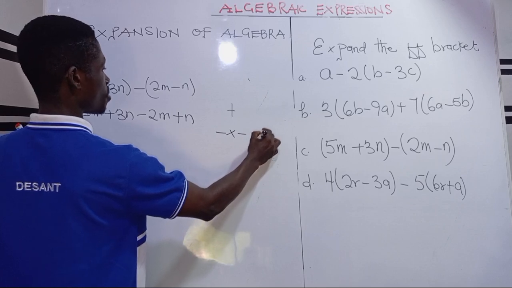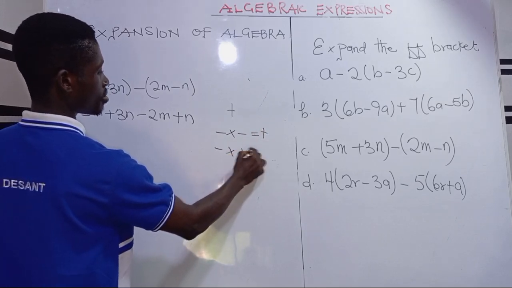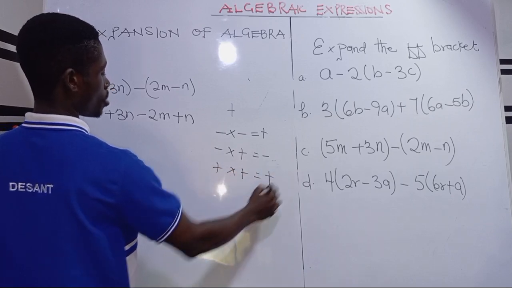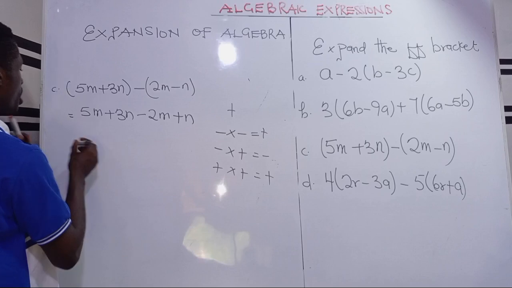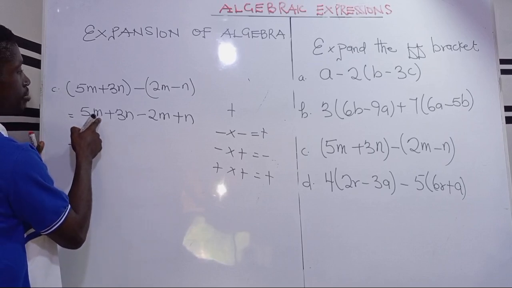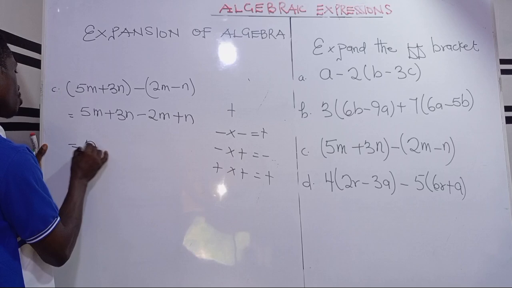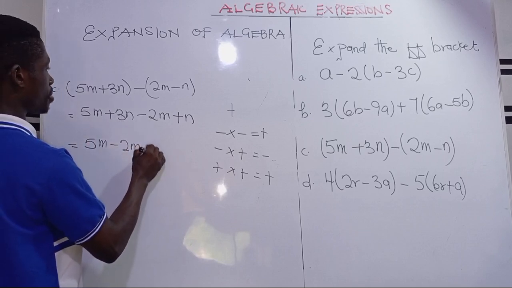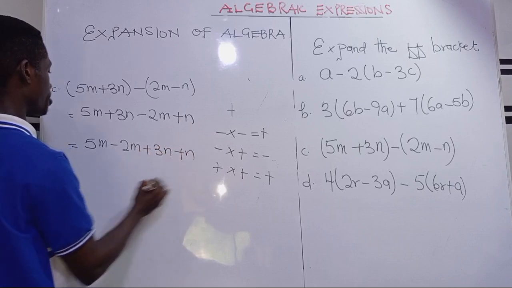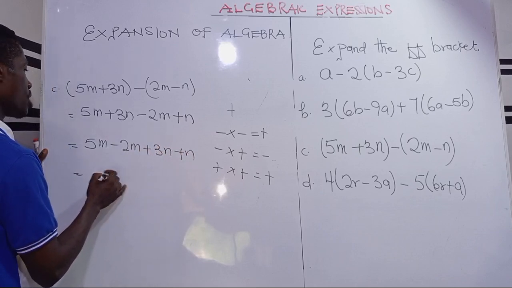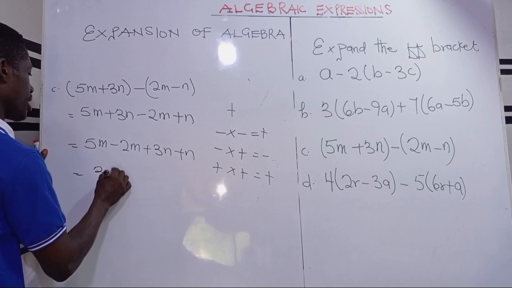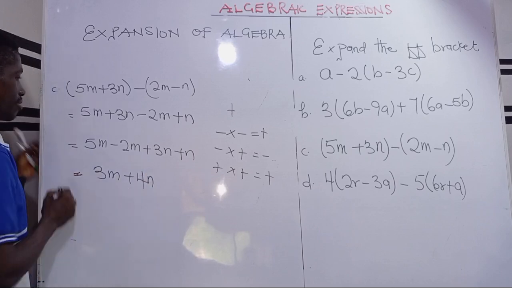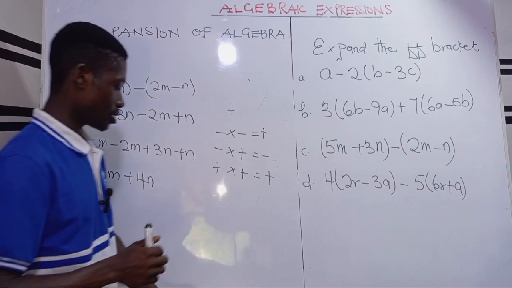Negative times negative will give you positive. Negative times positive will give us negative. Positive times positive will give us what? Positive. Take note of that. So we are going to simplify. We have 5m, 2m. They are like terms, so you can group them together. 5m minus what? 2m. And then we have plus 3n plus n. 5m minus 2m will give us what? 3m. And then this one also gives us what? 4n. Very, very easy. Try your hands on the last example, okay?